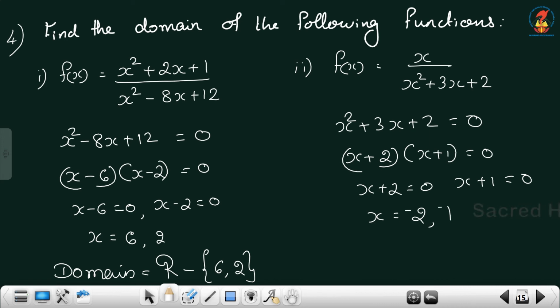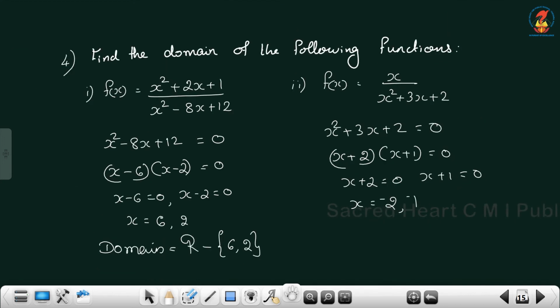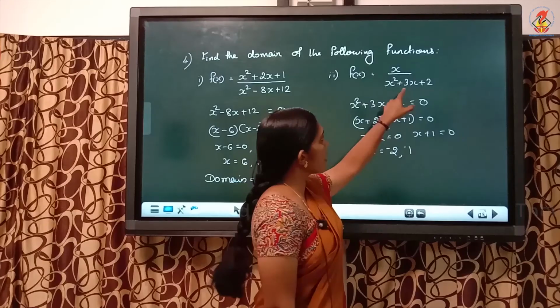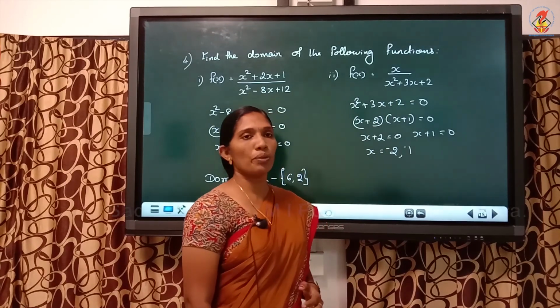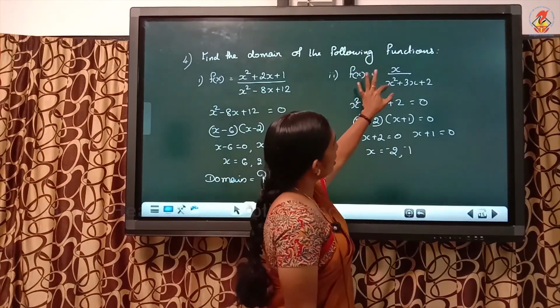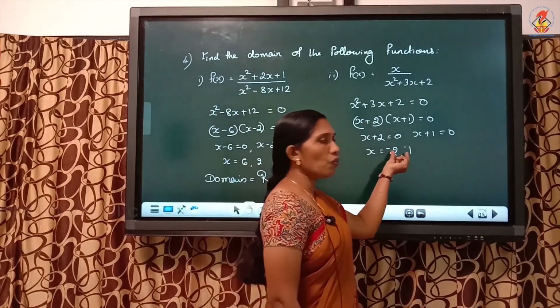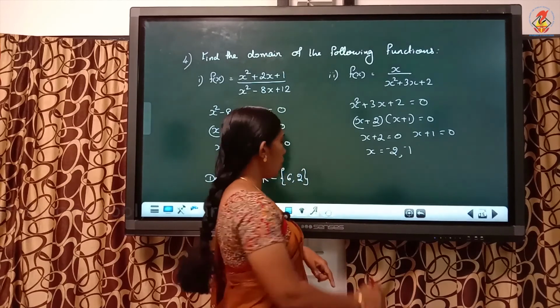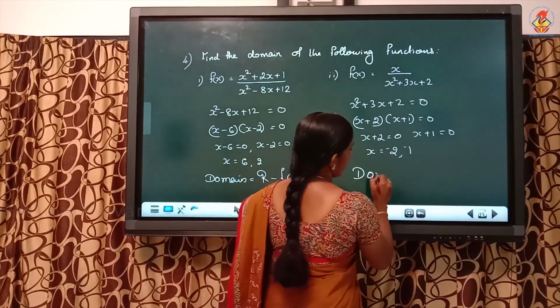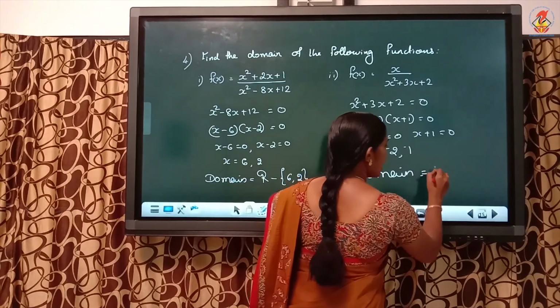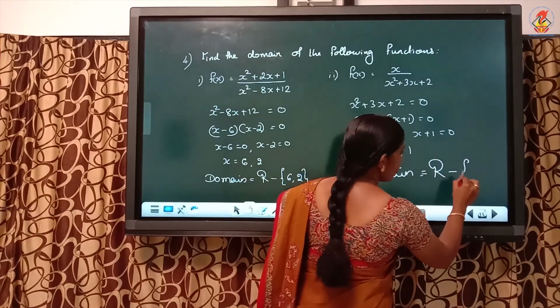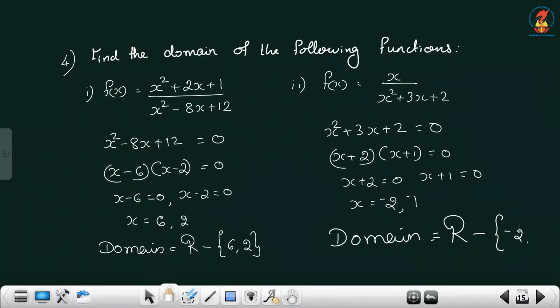So when x is minus 2, square 4, 4 plus 2 is 6, 3 into minus 2 is minus 6, so the denominator is 0. When x is minus 1, 1 plus 2 is 3, here minus 3, that is 0. So when x is these two values, the denominator is 0. So we can write the domain as set of real numbers minus, put set symbol and write these two numbers, minus 2, minus 1. That is the domain.